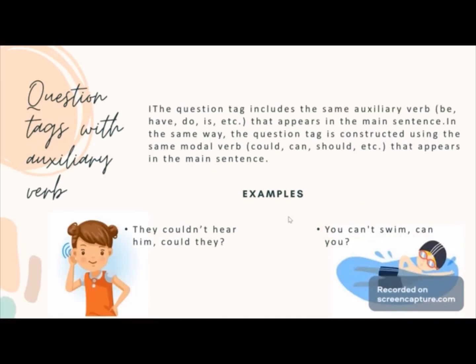Let's move on. Question tags with the auxiliary verb. The question tag includes the same auxiliary verb that appears in the main sentence. In the same way, the question tag is constructed with the same modal verb that appears in the main sentence. So we can say that nothing changed. We will do what we do in positive and negative question tags. If a negative modal verb is used in the main sentence, the question tag should be positive. And if the main sentence is positive, the question tag should have a negative modal verb. We can see that the subject still remains the same.